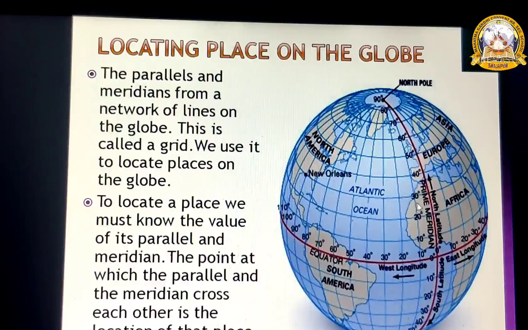30 degree west, 40 degree north, then 40 degree south and 50 degree east. So the place at which the meridian and parallel cross each other is the location of that place. So this grid helps us to locate a place on the globe.